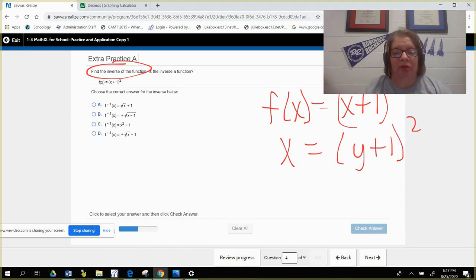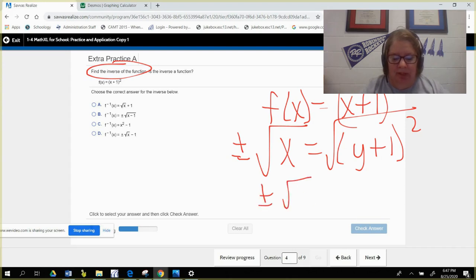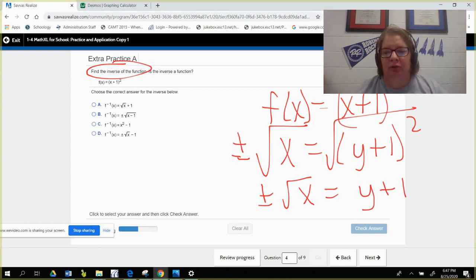When we solve for y on this one, what are we going to get rid of first? What are we going to undo first? The whole quantity y plus 1 is squared, because we know that because it's in parentheses. So I would take my square root here and square root here. So now I have plus or minus square root of x equals y plus 1. Are we finished? How do we know when we're finished?